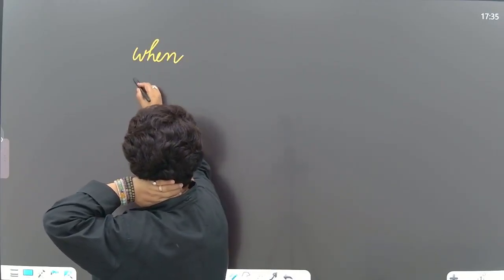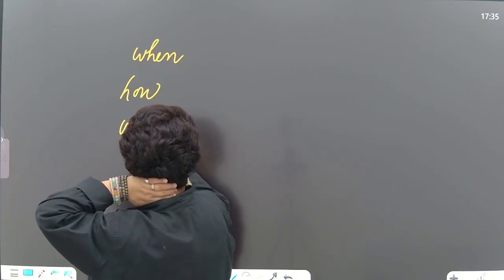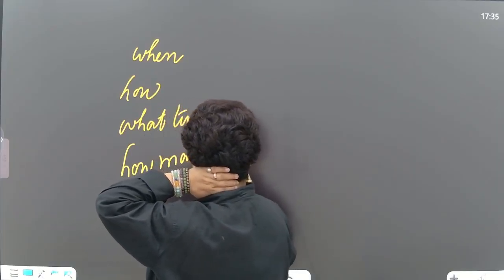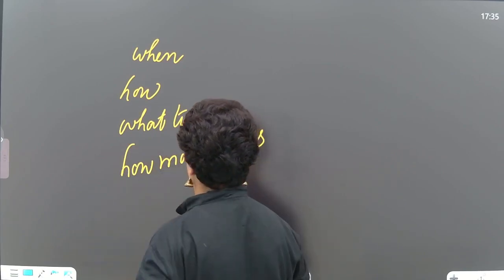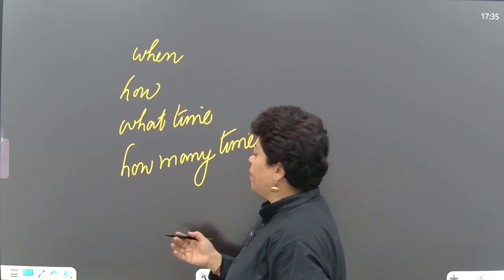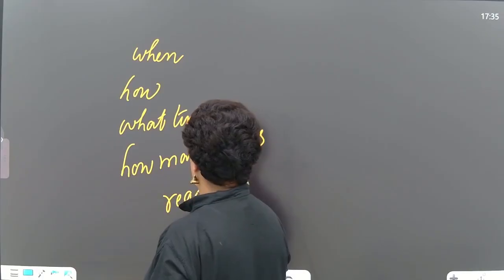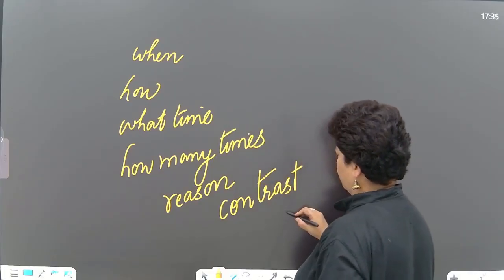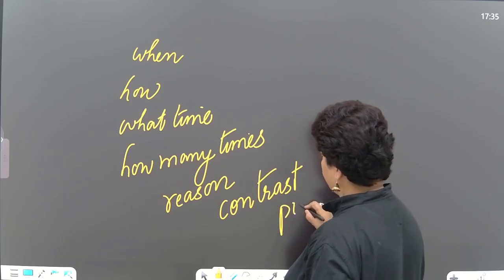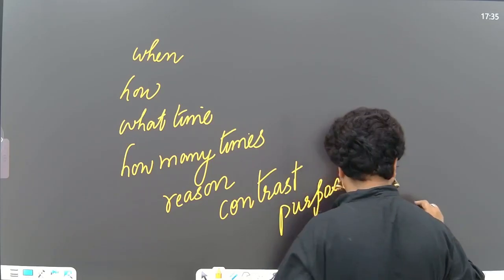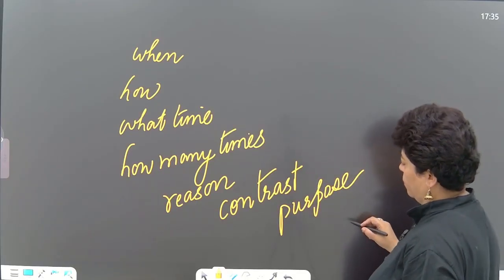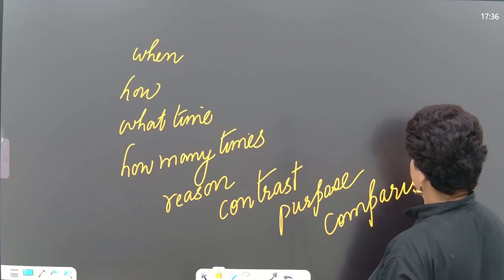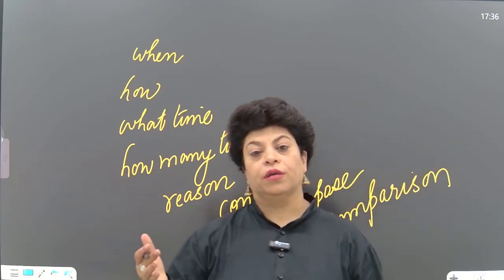Third form says when, how, what time, how many times, then reason, contrast, then purpose, then comparison, adverb clause of comparison. All these factors are going to talk about adverb clause.